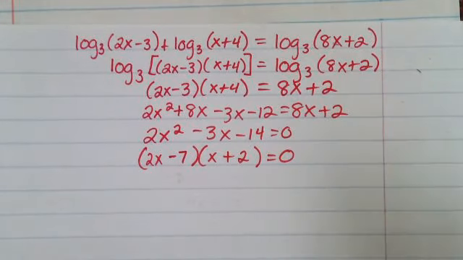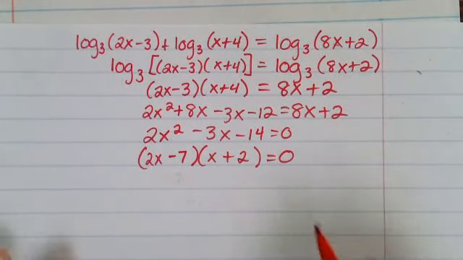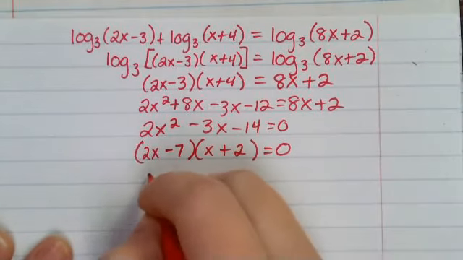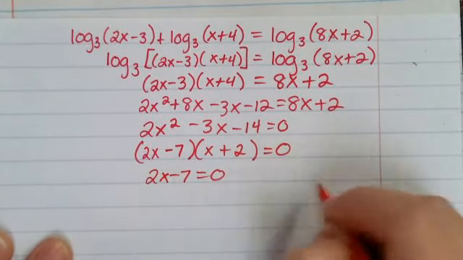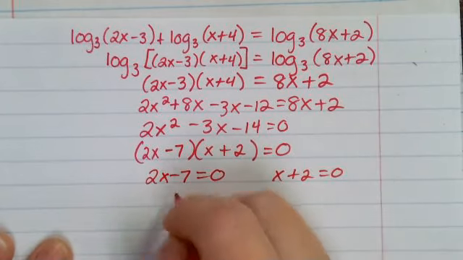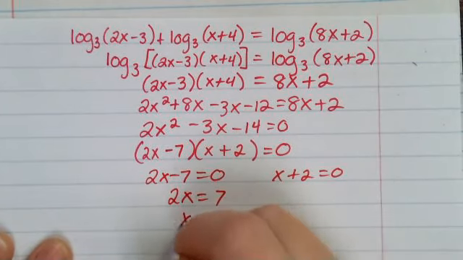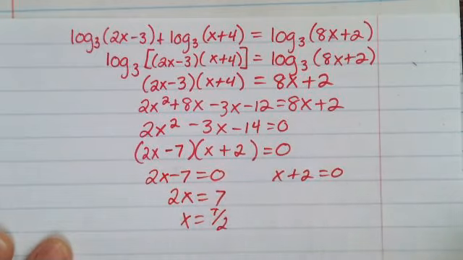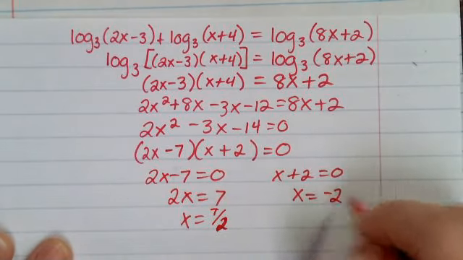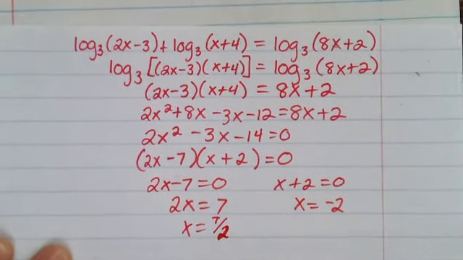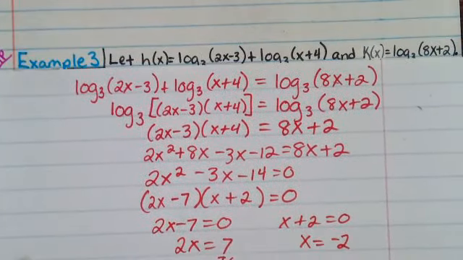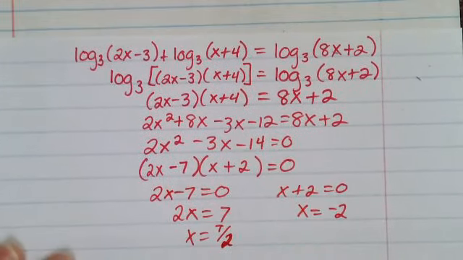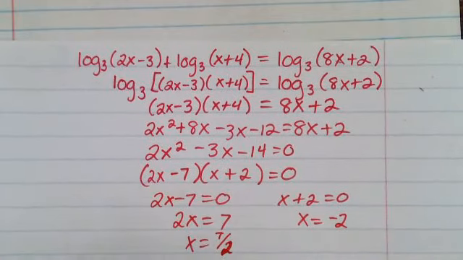Okay, so now we're going to take each of these and set them equal to 0. So 2x minus 7 equals 0. X plus 2 equals 0. 2x equals 7, x is 7 halves. And then over here, x equals negative 2. All right, so that was fun. We have answers, but I've got to make sure that both of them are valid, right? Or that either one of them is valid, because it's possible to have no solution.